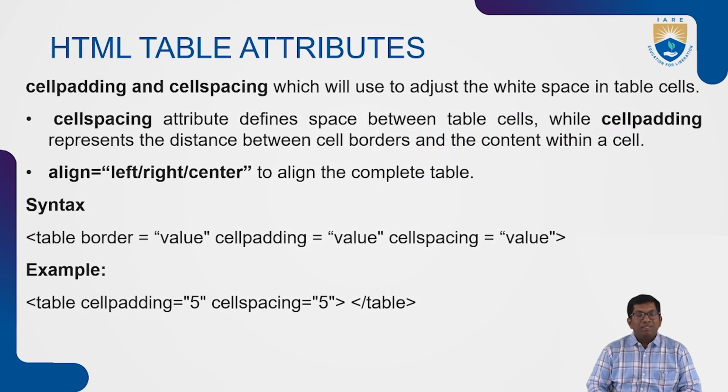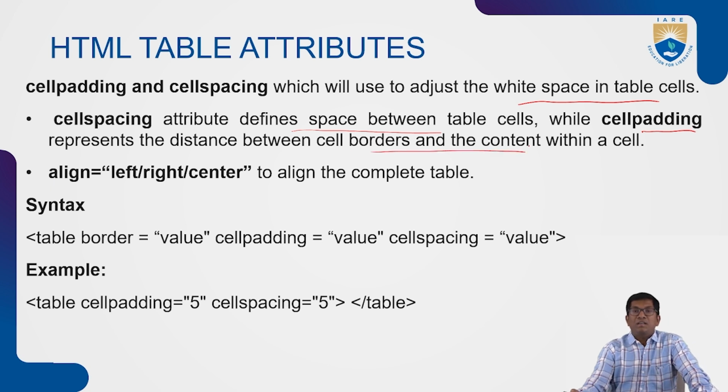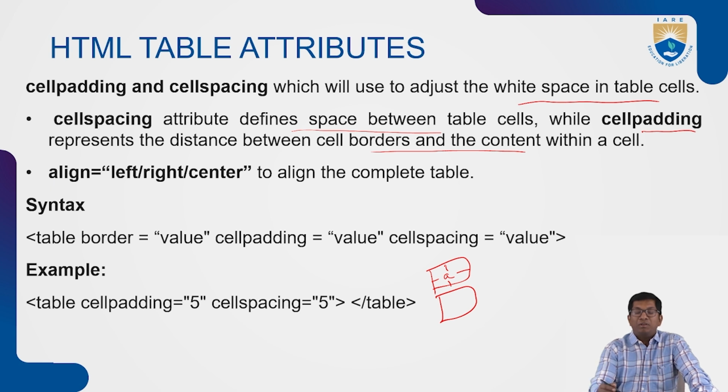Next we have the attributes cell padding and cell spacing, which are used to adjust the white space in table cells. You have to adjust between the cells, or cell to cell, or content to cell. If you want to give white spaces, then you have to use cell padding and cell spacing. So what is the cell spacing attribute? It defines the space between table cells, the space between cell to cell. While cell padding represents the distance between cell borders and content within a cell. Suppose I have given the A, how much distance must be between A and the border? Then we have to use cell padding.